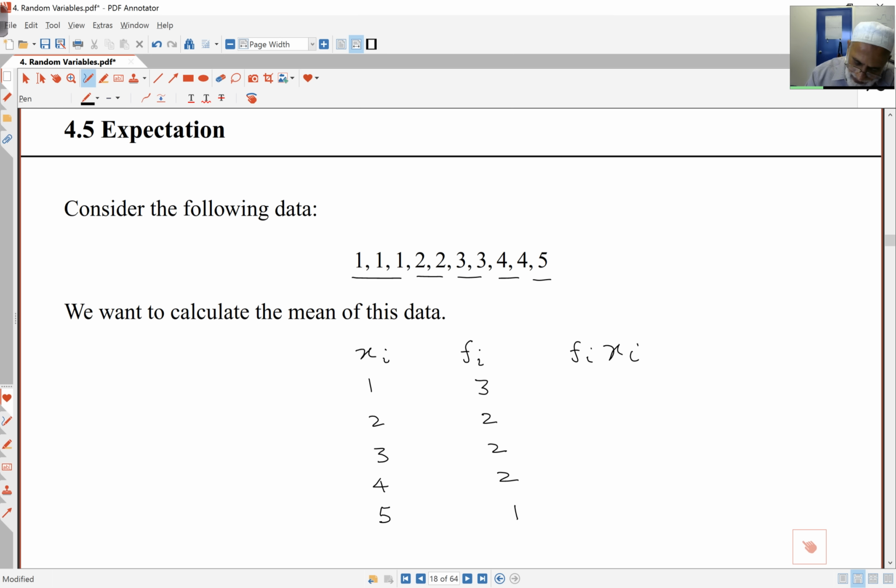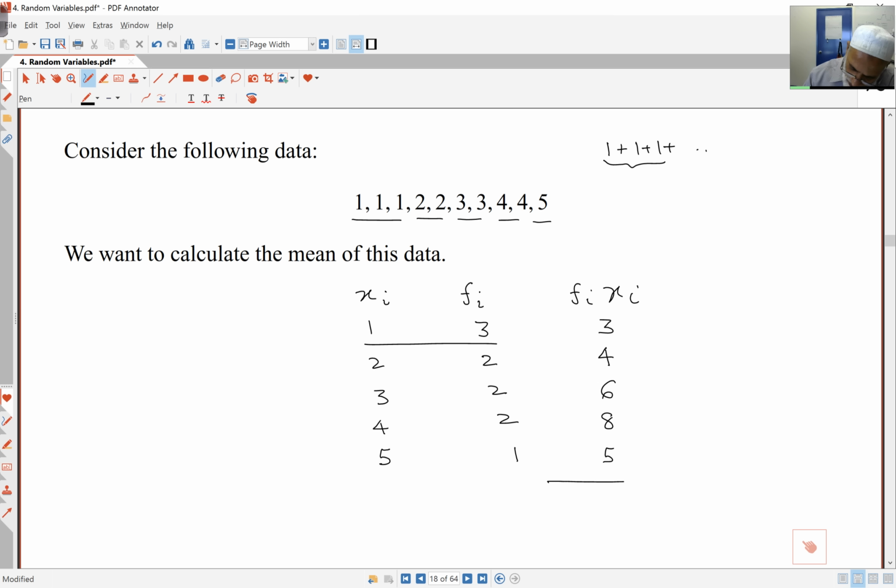When I add the numbers to find the average, of course I can do 1 plus 1 plus 1 and so on. But you see I'm adding 1 three times, and that's what I've got over here. So adding 1 three times is 3 times 1, the frequency times the observation. That gives me 3. Likewise for 2, it's 2 times 2, 4. And the 3s add to 2 times 3, which is 6. And 2 times 4 is 8. And 1 times 5 is 5. So I add all this up, I get 10 there, 21, 26.